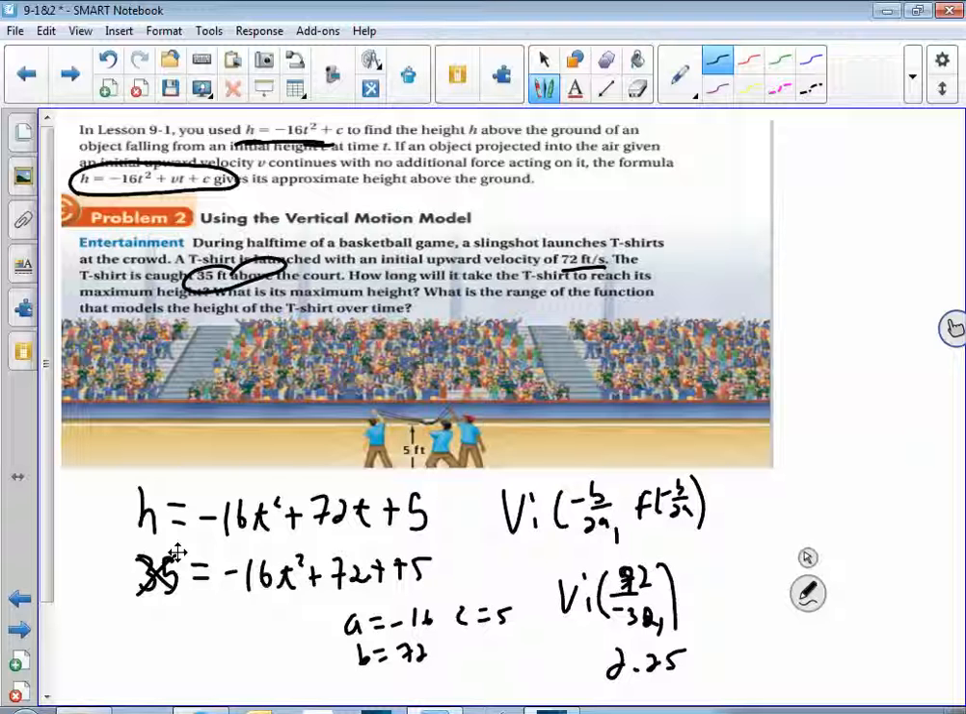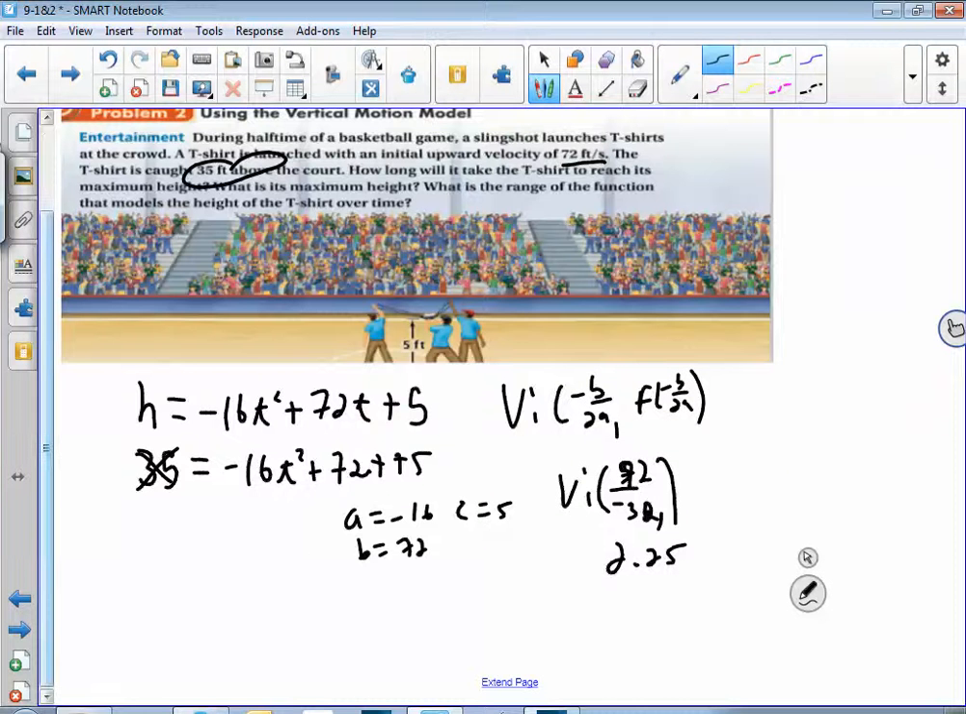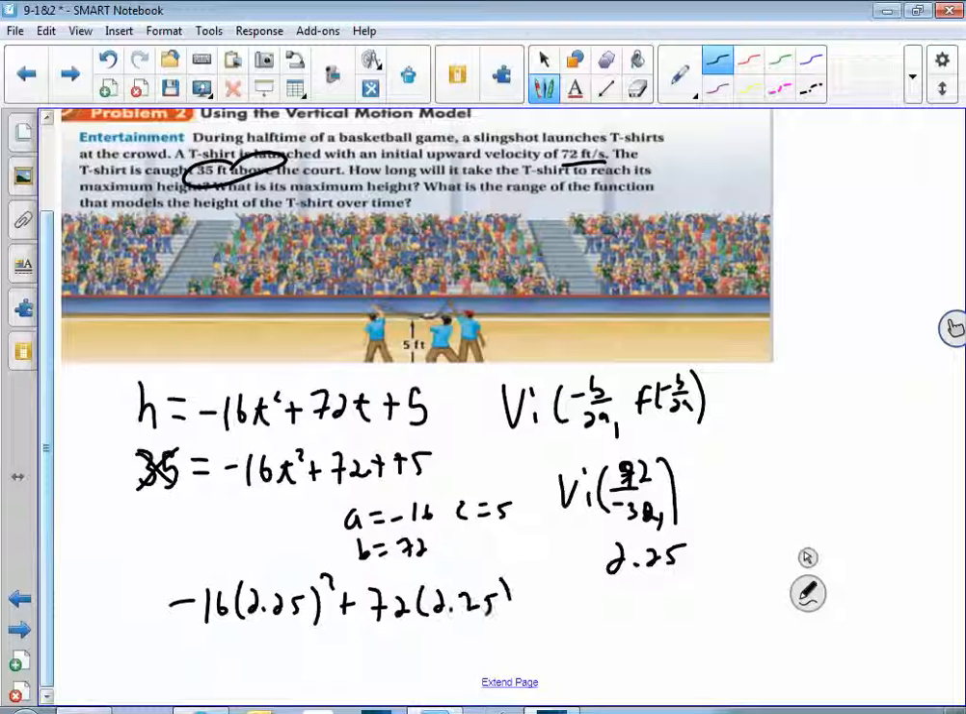So if I take 2.25 and I plug it into this function, if I plug 2.25 in here, I get negative 16 times 2.25 squared plus 72 times 2.25 plus 5. If I plug that into my calculator, I get a value of 86, which means that it would be 86 feet above the ground. Okay, I know it's a little rough, but we'll get through it in class.